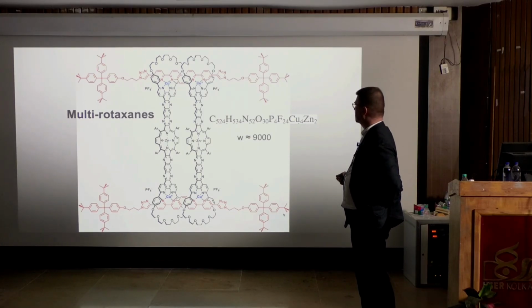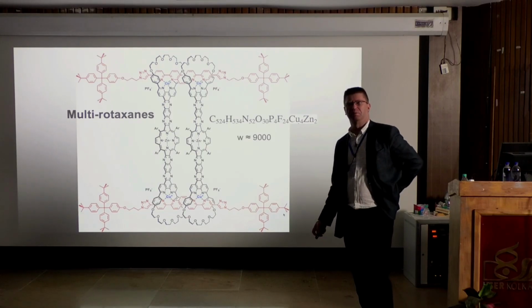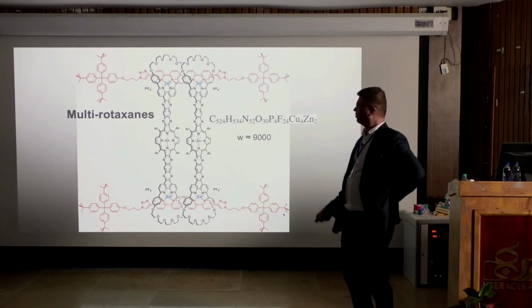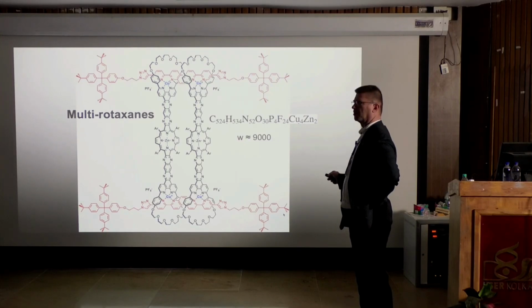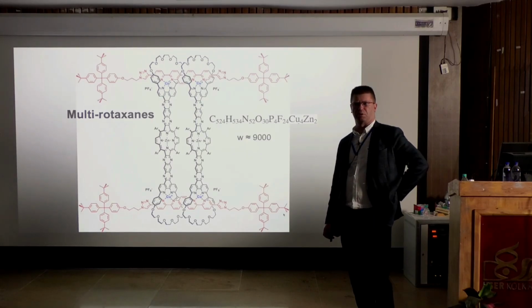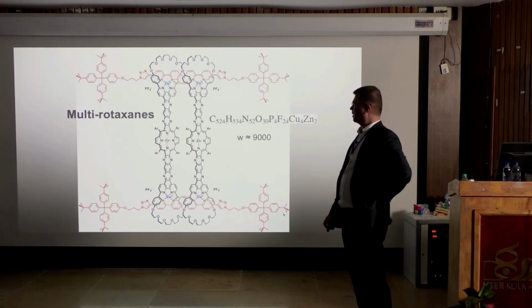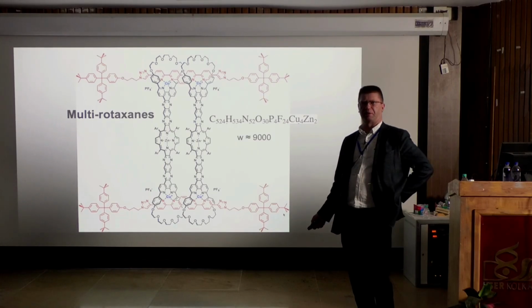So it has 524 carbons, 52 nitrogens, 30 O atoms, 4 phosphorus, 24 fluorines, copper and zinc. And the molecular weight is about 9,000. So when you see this kind of a molecule, which has a long rod, look how lipophilic this part here is, and it also has a huge structure like this, that no way you can do this. But I would of course not show it to you if that was not done.